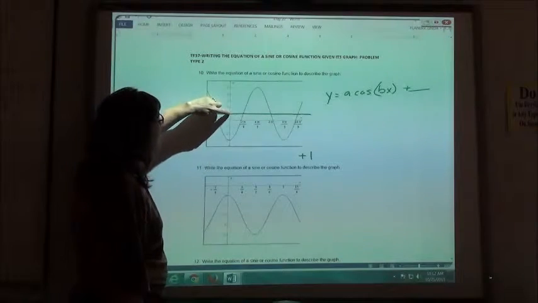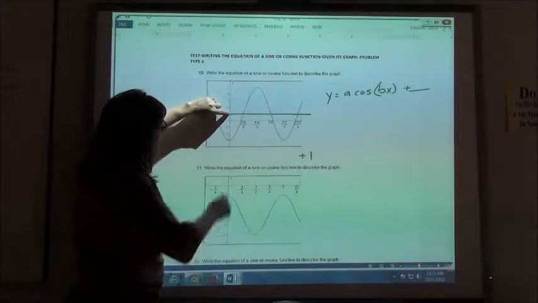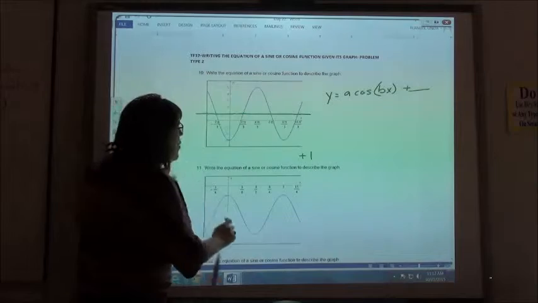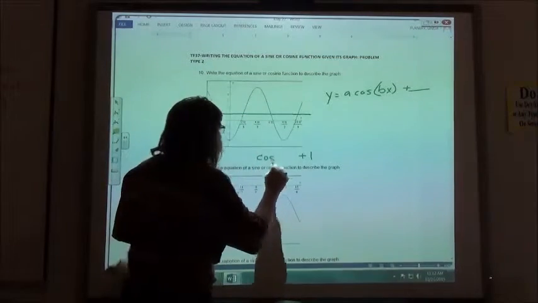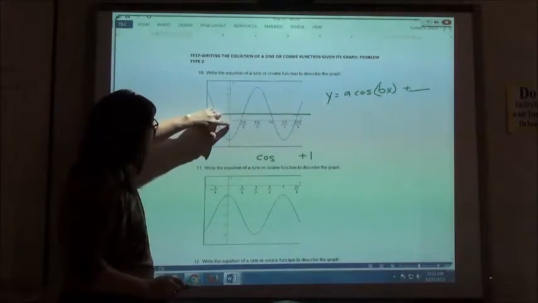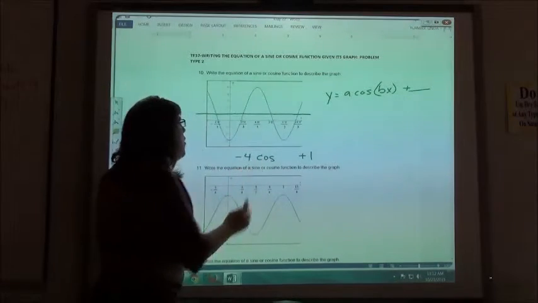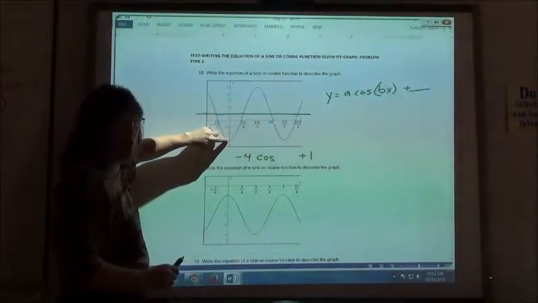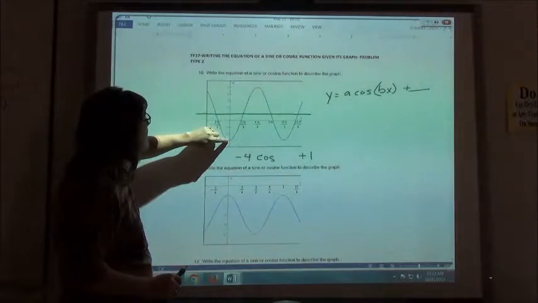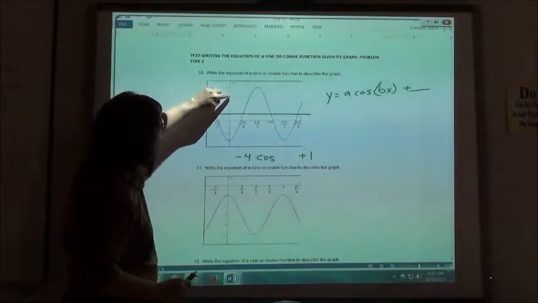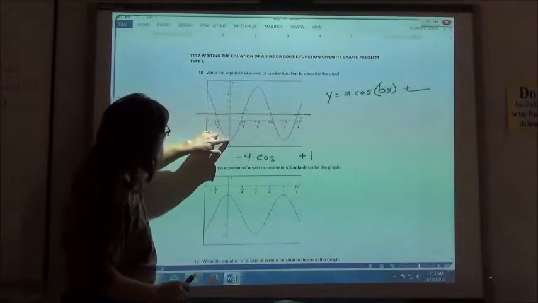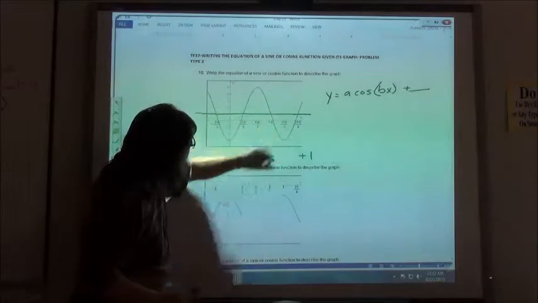So if I'm at 0, I'm starting down here. So I know I'm going to have the cosine curve. I have 1, 2, 3, 4 down. So my amplitude is 4, but I'm going down first, so I'm going to have negative 4 in front of my cosine. Here I should go 1, 2, 3, 4 up. Yep. So it's starting down here, going up, and ending over here.